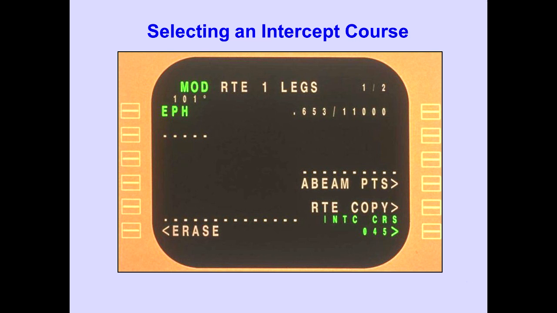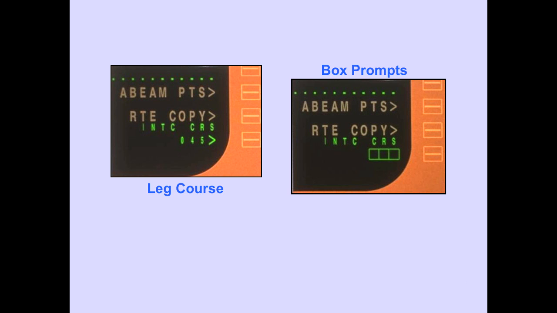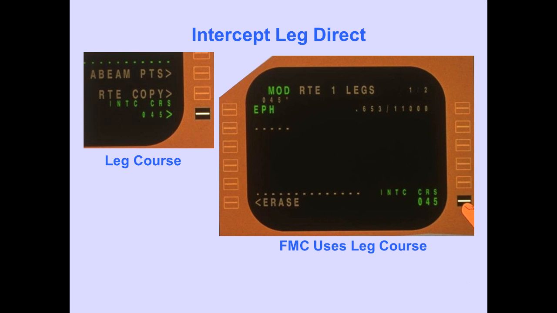Prior to execution, the flight crew may select an intercept course to the new active waypoint. If the modifying waypoint was already part of the active route, the route leg course is displayed on the intercept course line. In all other cases, box prompts are displayed. Pressing the intercept course line select key displays the leg course in large font. When executed, the FMC will use the route leg course to navigate to the new active waypoint.